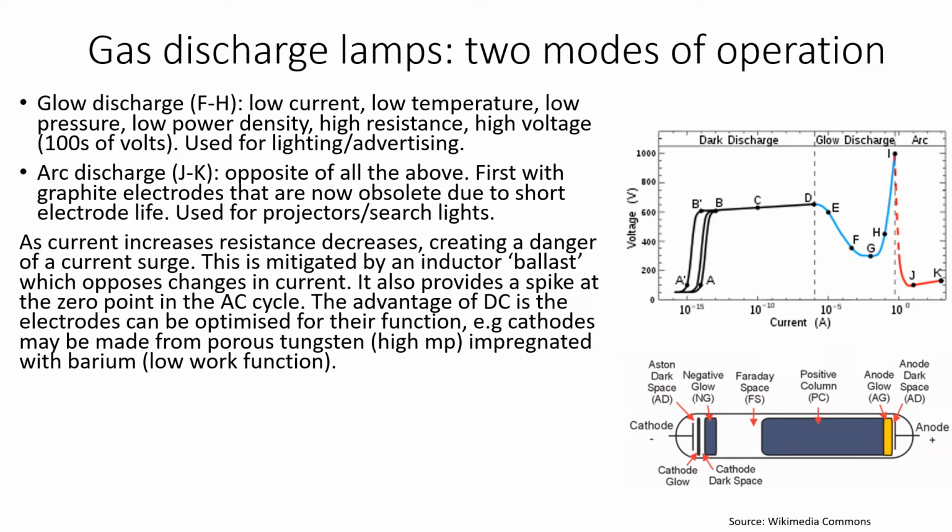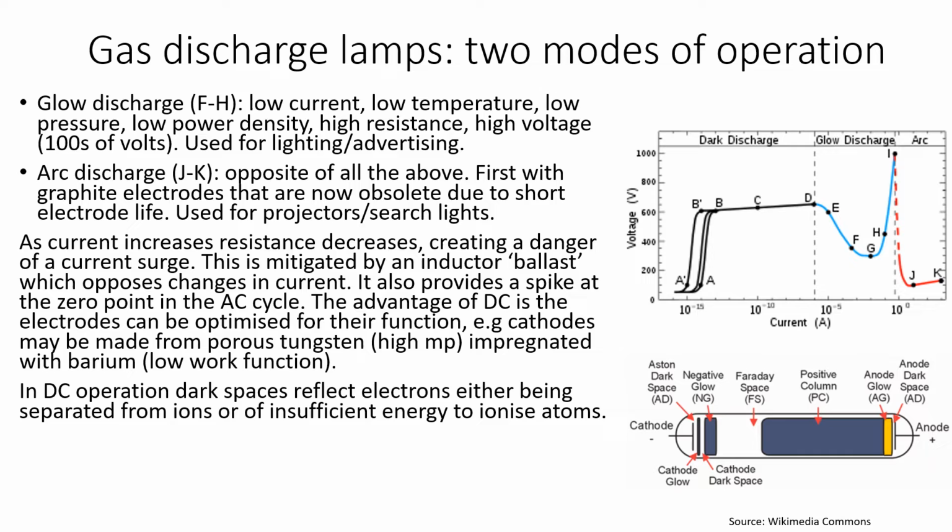DC rather than AC, this does have some advantages. So as I've pointed out here, if you've got one electrode that's always a cathode and one electrode that's always an anode, you can then start optimizing the electrodes for their different functions. So for example, it might be convenient to have a cathode which can handle a high temperature and have a material with a low work function. And so this will make it easier to get electrons off if there's some thermionic emission.